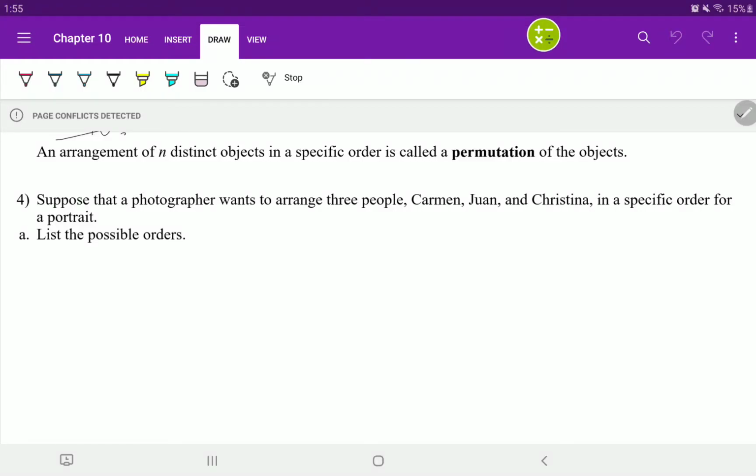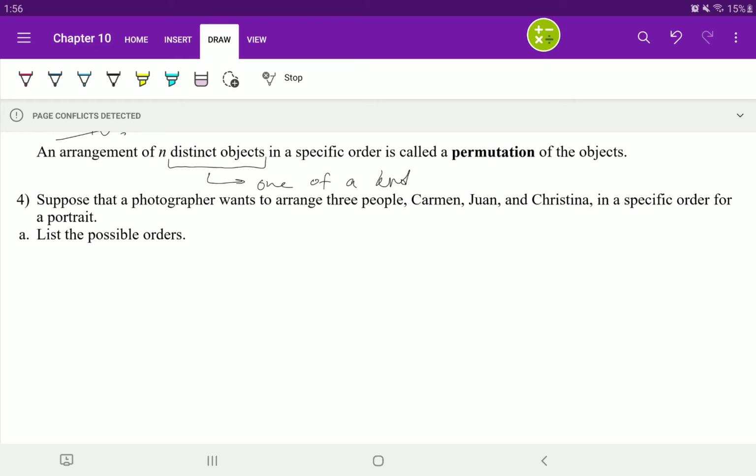Alright guys, now we're going to continue going on down the counting principle line. And in this case, we're going to focus on something called a permutation. A permutation is an arrangement of n distinct objects in a specific order. And distinct means one of a kind. Like people. One of a kind.